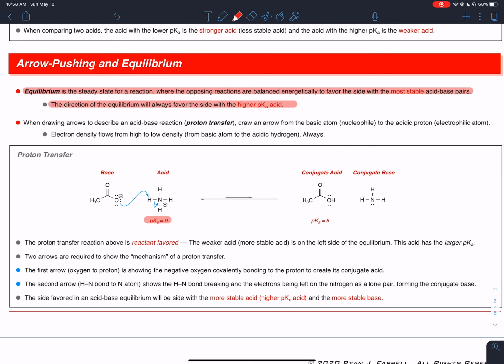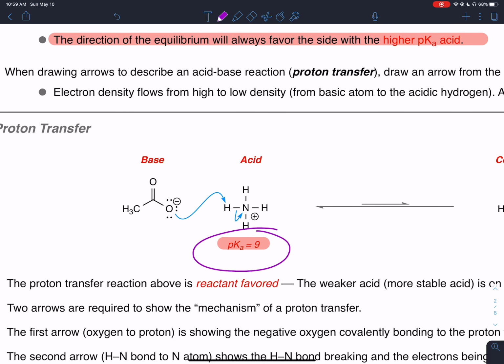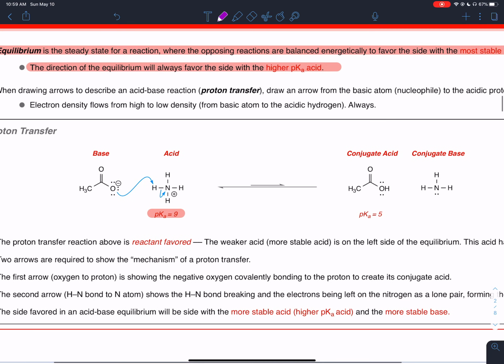This side has the higher pKa acid, pKa 9, as opposed to the acid on this side, which has a pKa of 5. Okay, so again, to repeat that, the side that is favored at equilibrium will be the side with the higher pKa acid. And I really want to stress that this is the side with the most stability. Not only is this the side with the weaker acid, we would say that if you were just to compare the bases, right? This is the side with the weaker base. So here we have the weaker acid, the higher pKa acid, and we have the weaker base.